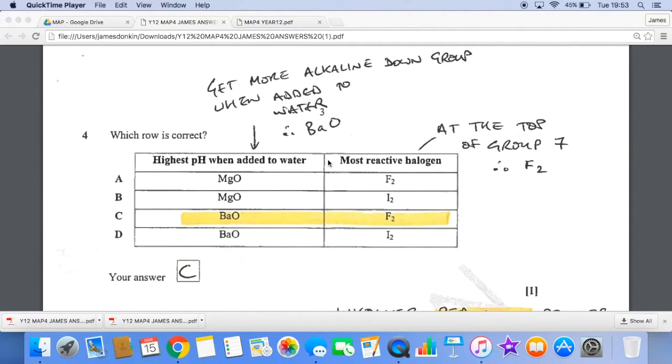Which row was correct? The highest pH when added to water, you can see I've written there, these group 2 oxides get more alkaline down the group when they're added to water. So barium oxide is more alkaline than magnesium oxide. So we can rule rows A and B out. Which is the most reactive halogen? Well, the most reactive halogens are at the top of group 7. So fluorine's more reactive than iodine. So the answer was row C.